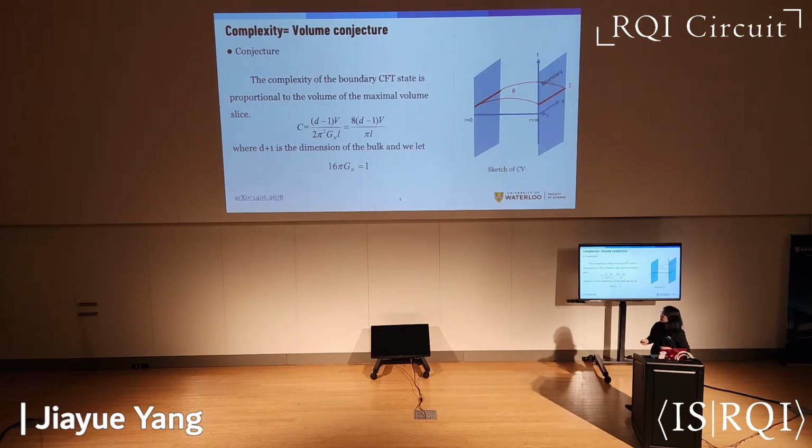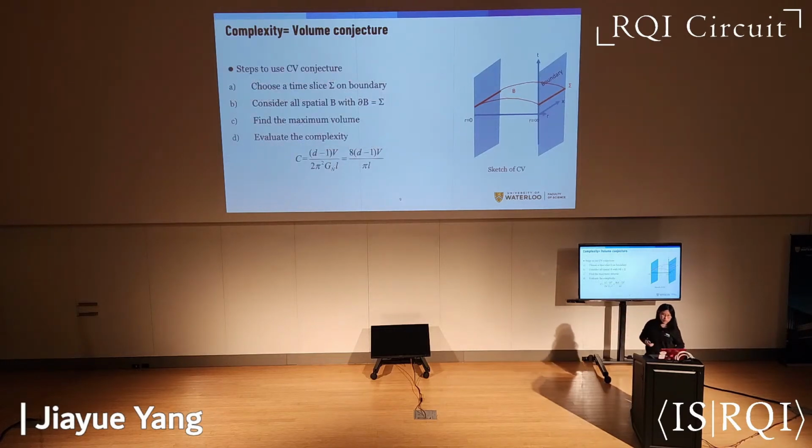And the concrete statement is that the complexity of the boundary state is proportional to the volume of the maximal volume slice. And here are some steps to help us evaluate the complexity using the complexity equals volume conjecture. First, we need to choose a time slice sigma on the boundary. And next, we consider all the space-like hypersurfaces B that are anchored on this boundary sigma. And then we vary these hypersurfaces to find the one that has a maximal volume. So we can use this maximal volume to compute the holographic complexity using this formula.